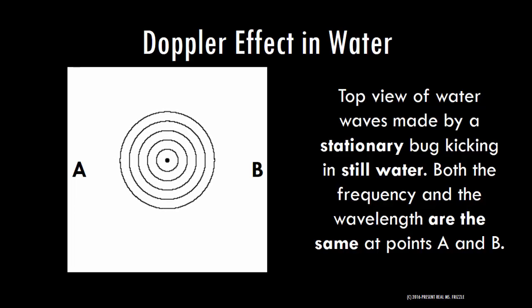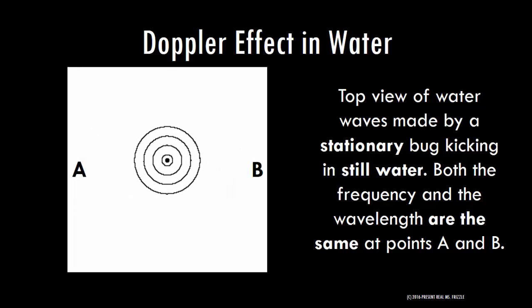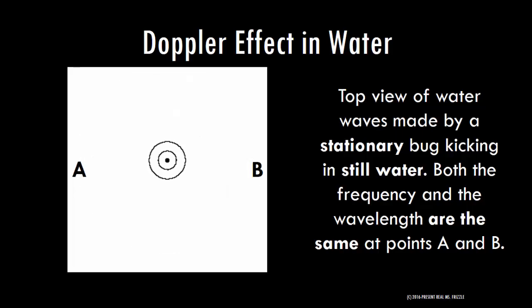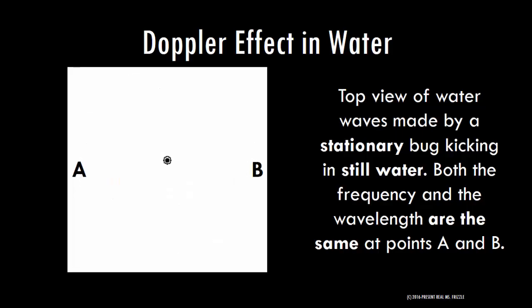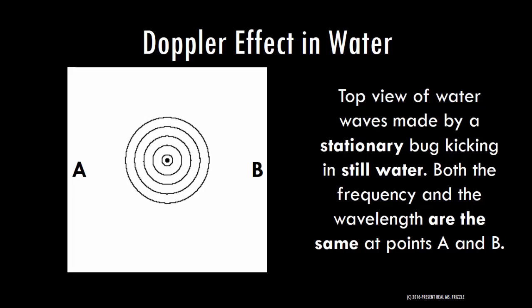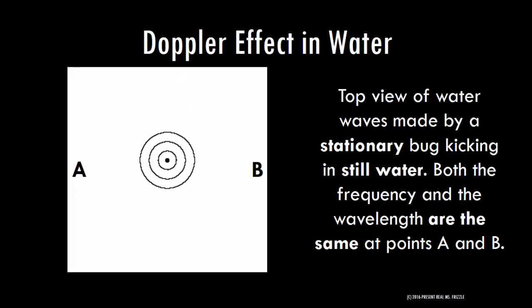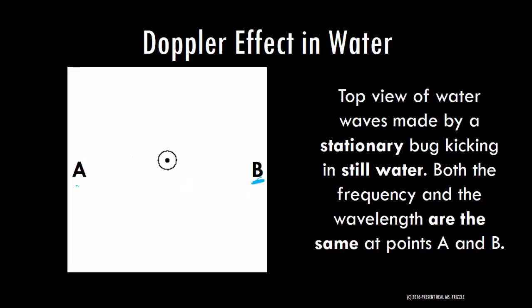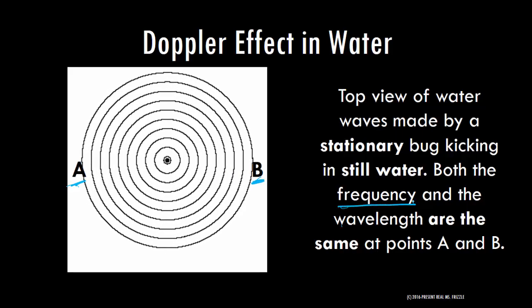So we're going to talk about it in two situations that we've seen before, in water and in sound. So water's pretty simple. You guys have all seen something not moving in water, and it sends off waves in these concentric circles here. So for this, we got a bug that's right in the middle of the water. He's not moving in any direction. So because of that, if you are at point A or point B, you have the same frequency and the same wavelength.